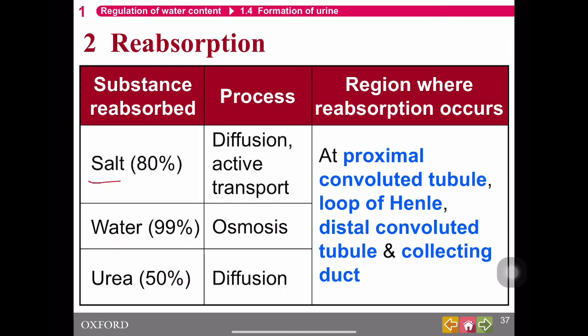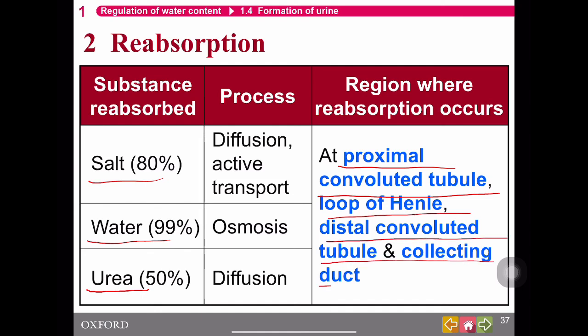And then salt, water, and urea, they will be reabsorbed along the whole kidney tubule, different parts. Okay, so all the different parts of the nephron will reabsorb all these substances. Okay, for salt, it is by diffusion and active transport. For water, it must be osmosis, and for urea, okay, it is a passive reabsorption by diffusion.